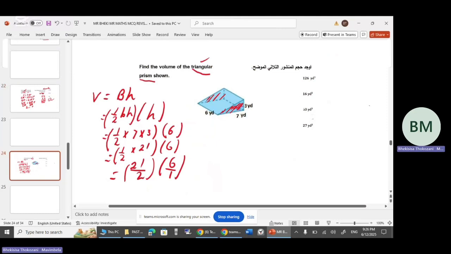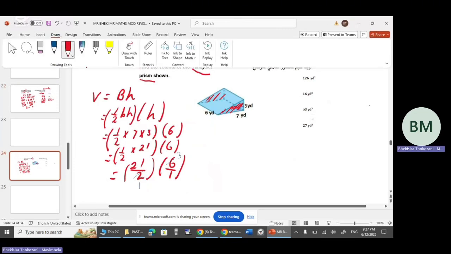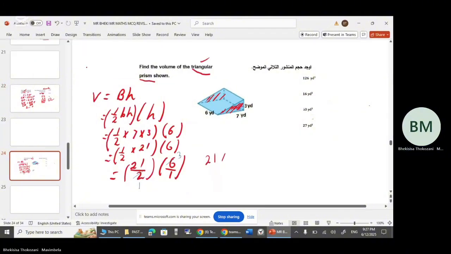For example, I can say how many 2 go into 2, 1 time, how many 2 go into 6, 3 times. So I'm trying to simplify 2 and 6. And once I've done that, my life becomes much easier. Now, what am I having here? Now I'm having 21 multiplied by 3.